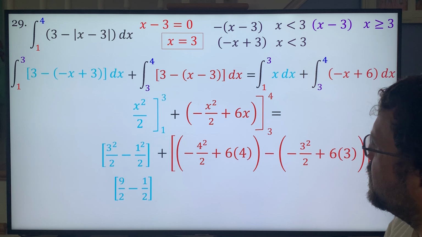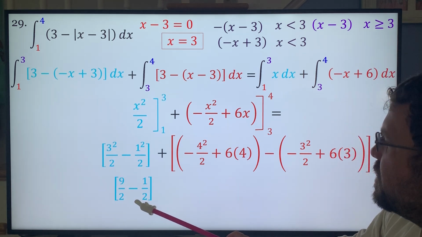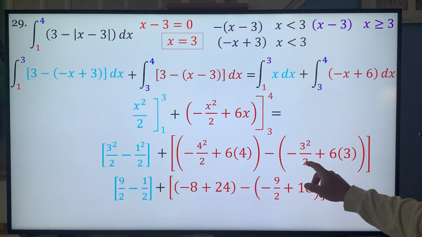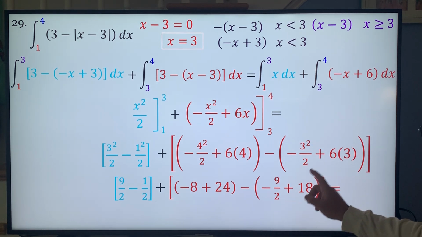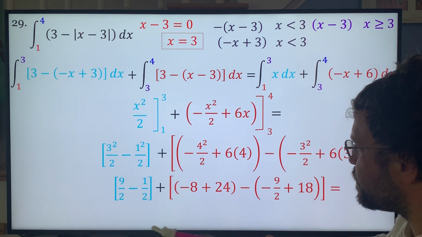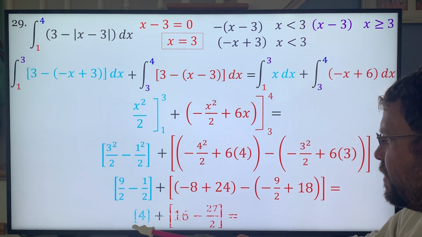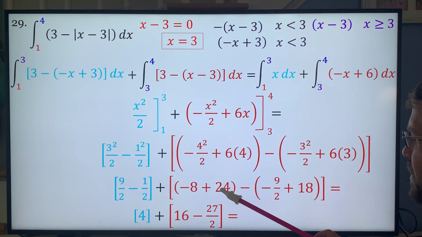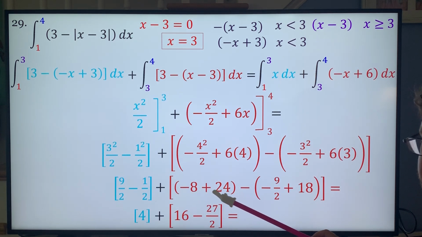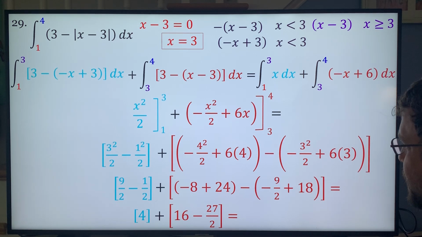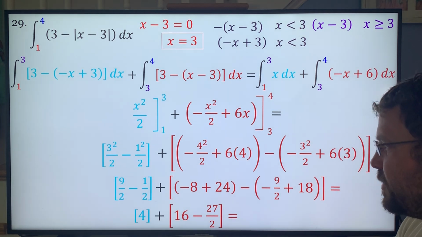9, I'm going to do it here. 9 squared, 9 over 2 minus 1/2. 8 plus 24. 9 over 2, 18. 9 halves times 1/2 is 8 halves, or 4. Negative 16 plus 24. Negative 8 plus 24 is 16. Negative 9 halves plus 32 over 2 is minus 27 over 2.